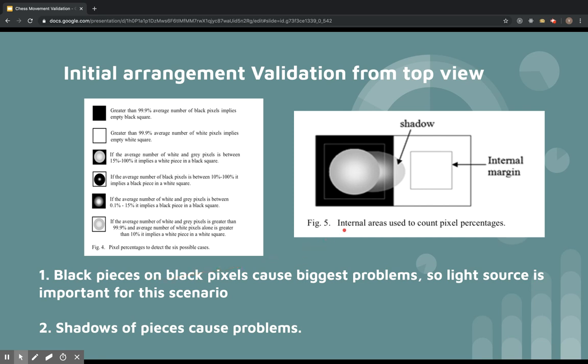So if you look at figure 5 on the right, there's an internal margin that's created, and pixels are only extracted from that internal margin to determine whether there's a piece in the middle or not. And the rest of the pixels outside the margin are mostly averaged out to make sure that the intensities are different from one another. And this way, it was detected whether there was an actual piece in that particular square or not.